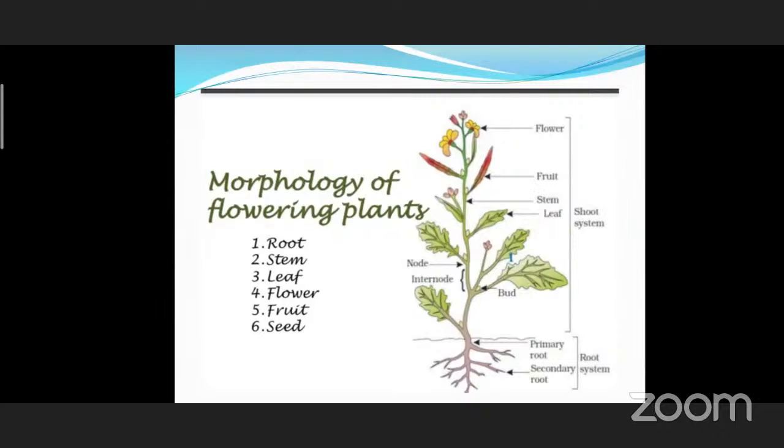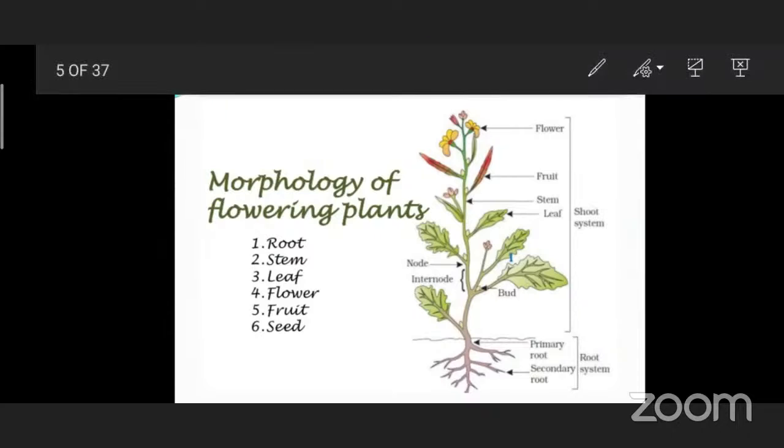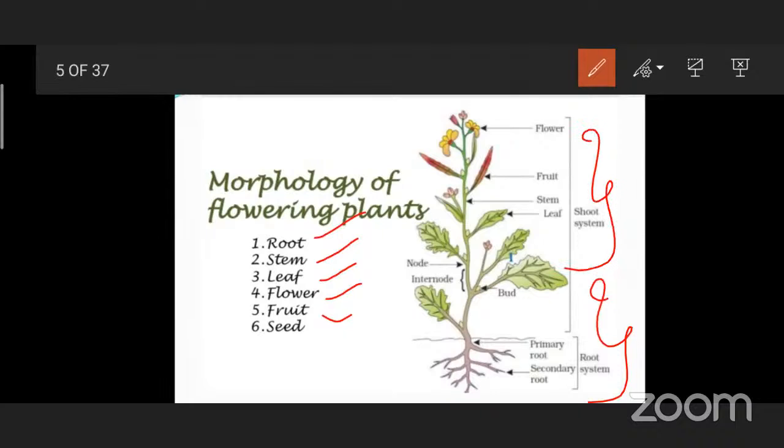See here, this is the morphology of a flowering plant. If you pull out any weed, you will see that all of them have root, stem, and leaf. They may be bearing flowers and fruits. The underground part of the flowering plant is called the root system, while the portion above the ground is known as the shoot system. This is the root system, this is the shoot system.